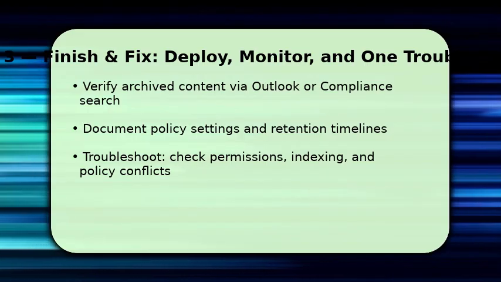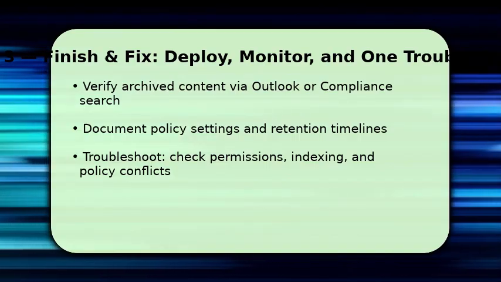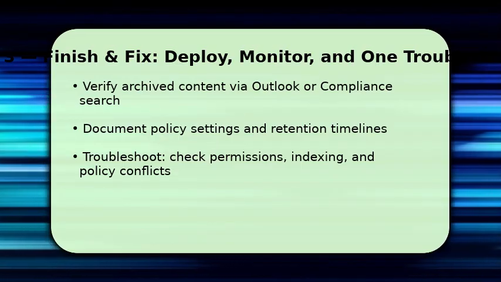If things go wrong, check permissions first, then indexing and policy conflicts. Often it's a missing permission or overlapping policy causing failure. Finally, rerun the archiving job and monitor logs until all mailboxes report success.